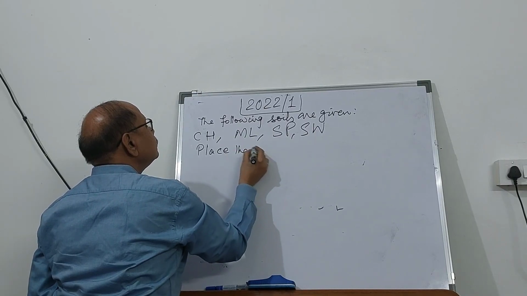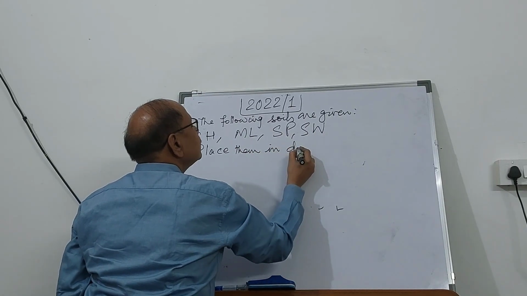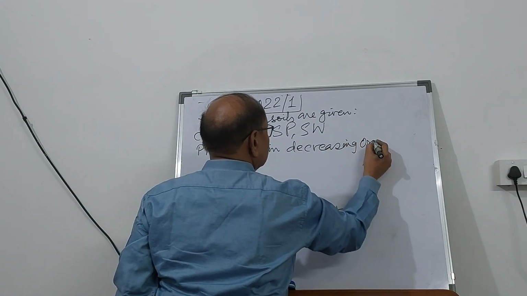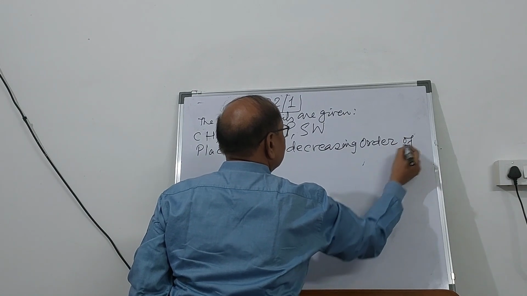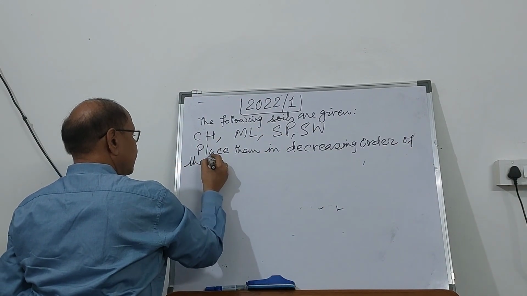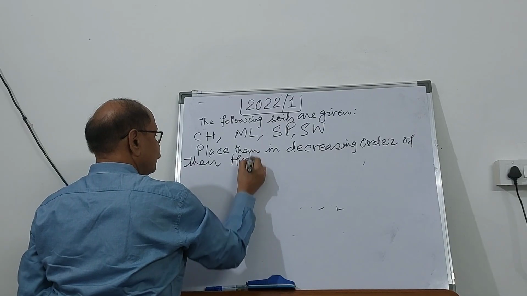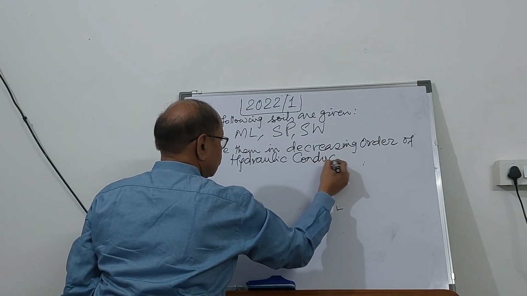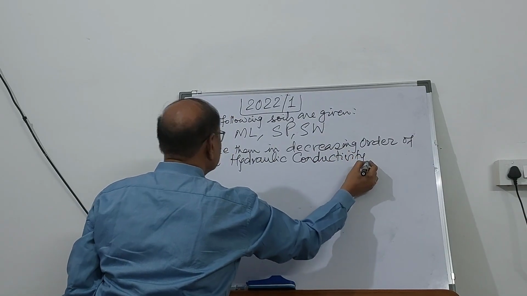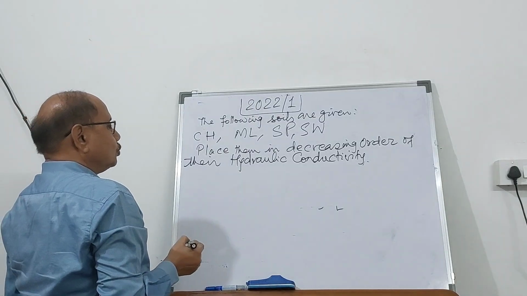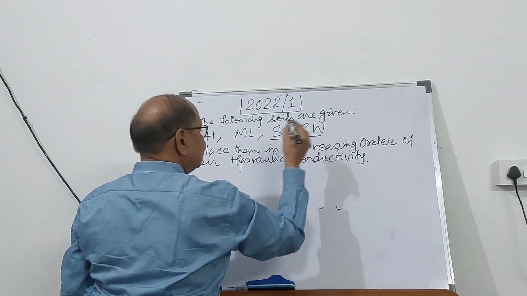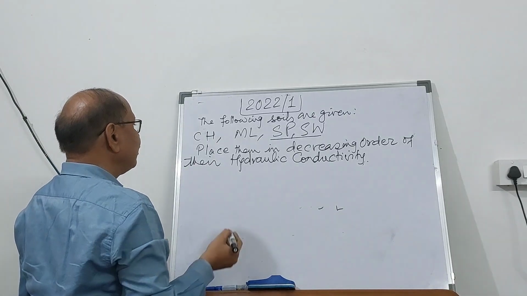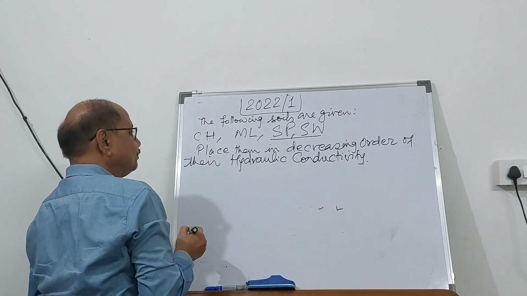Place them in decreasing order of their hydraulic conductivity. So the sand will have a higher value and a lower value will be for clay.